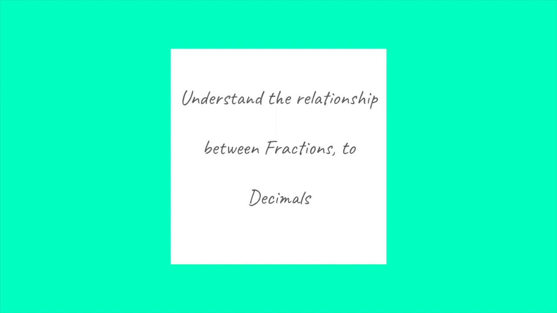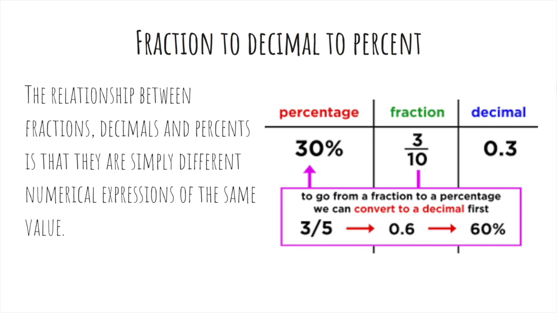First, we will start with understanding the relationship between fractions, decimals, and percents. The relationship between fractions, decimals, and percents is that they are simply different numerical expressions of the same value. So you can see that 30% is the same as 3 over 10, which is the same as 0.3.